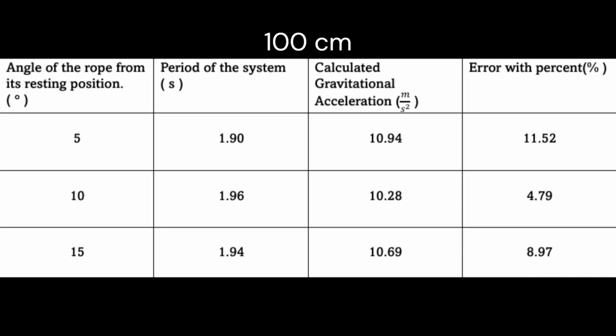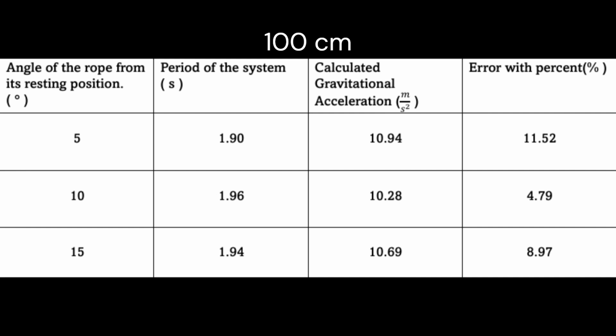After the experiment with the 60 cm rope, we also tried this experiment with a 100 cm rope, and this table presents the results obtained when the system was tested at angles of 5 degrees, 10 degrees and 15 degrees. At 5 degrees, the period of the pendulum was recorded as 1.9 seconds. The calculated gravitational acceleration was 10.94 meters per second squared, which is significantly higher than the expected value of g. This resulted in a percentage error of 11.52%, indicating a substantial overestimation of g.